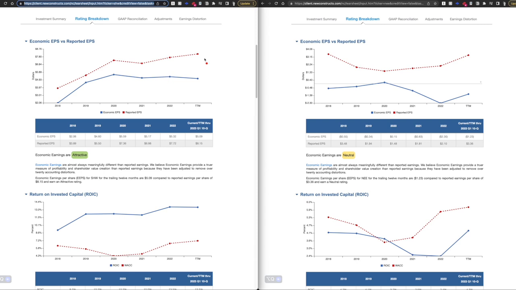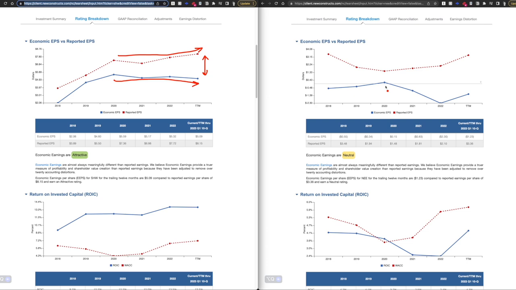So a couple red flags. One, there is a gap between these two numbers, which you'll find is the case for most companies. But the second thing to note is that the economic earnings are actually slightly trending lower, whereas the reported earnings are actually trending a little higher. However, relative to NextEra, this looks significantly better.